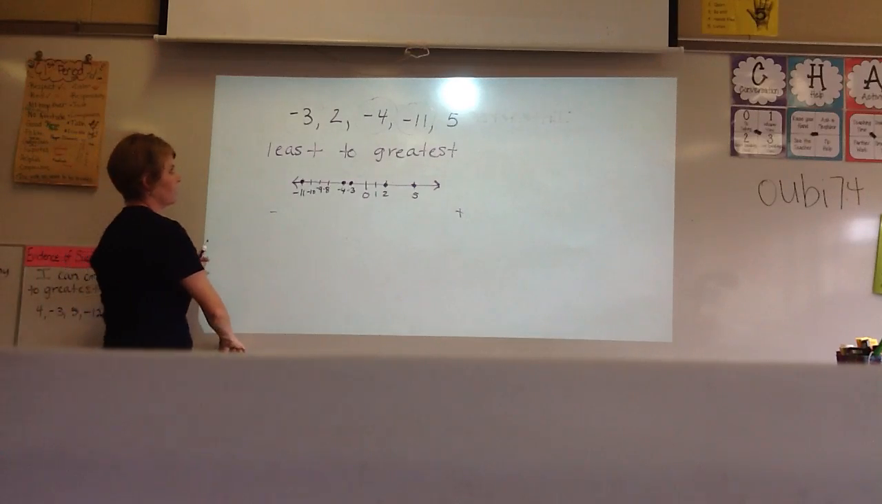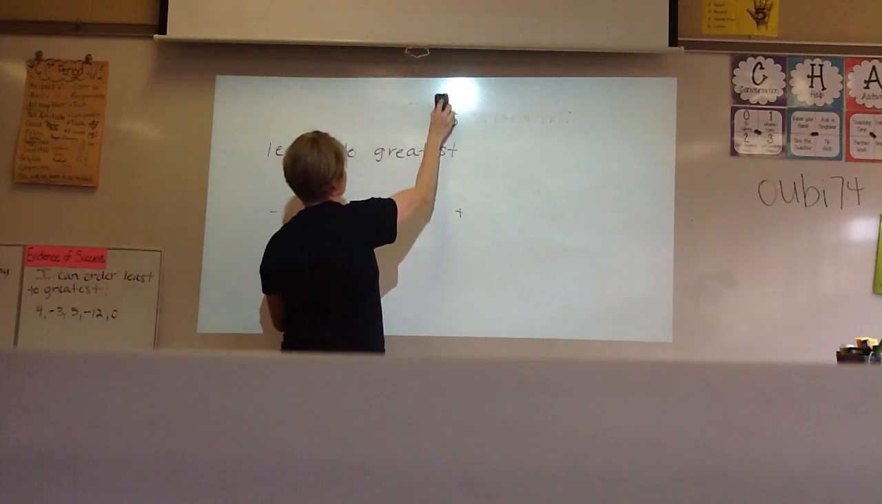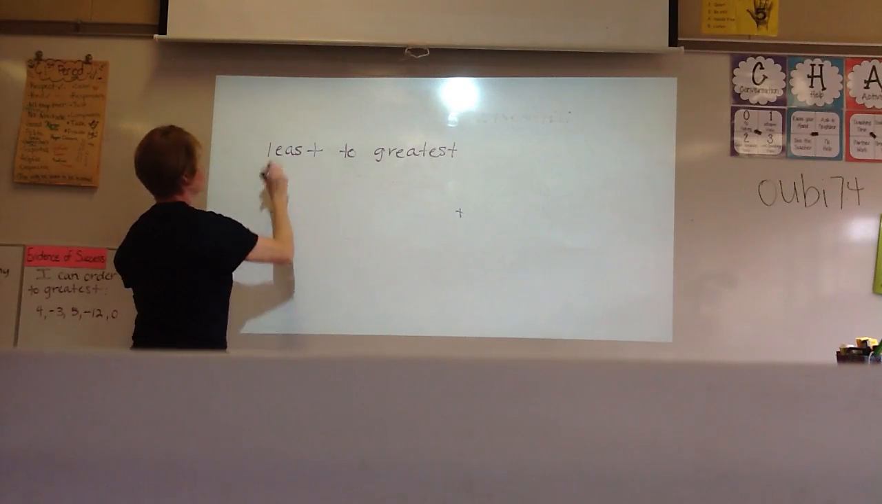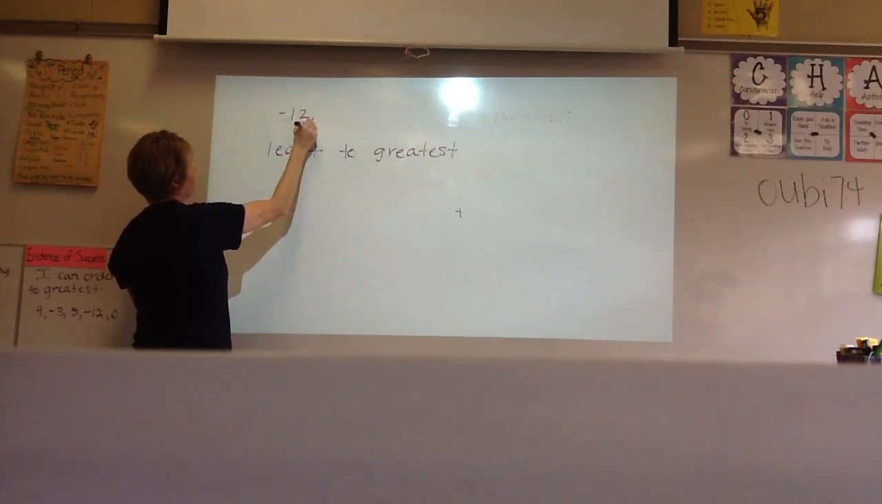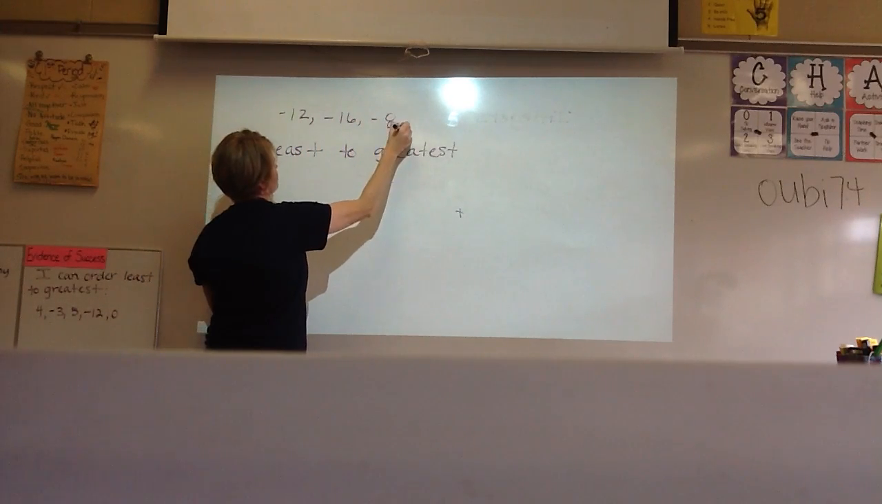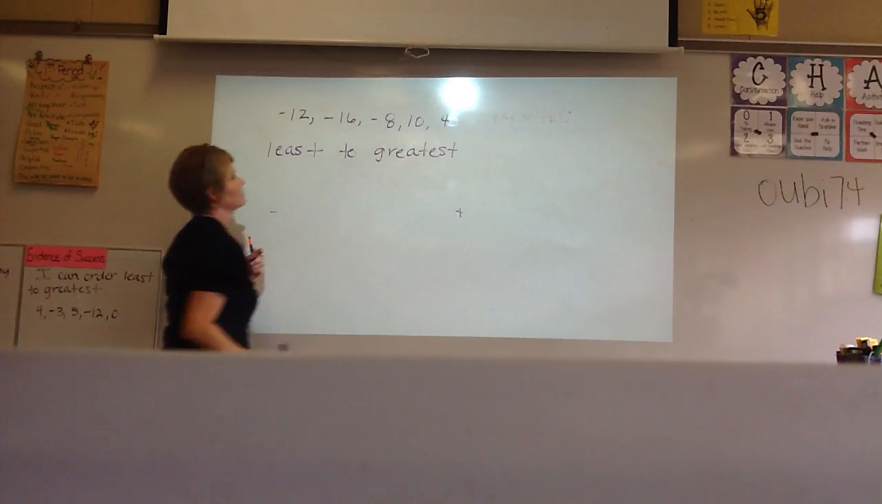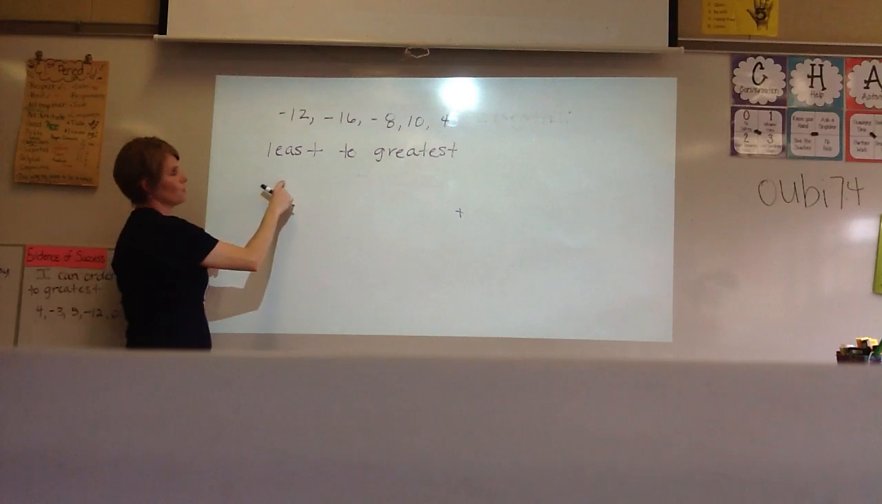Alright, so let's try another group of numbers. Let's say I have -12, -16, -8, 10, and 4. Alright, I'm going to put those in order, least to greatest.